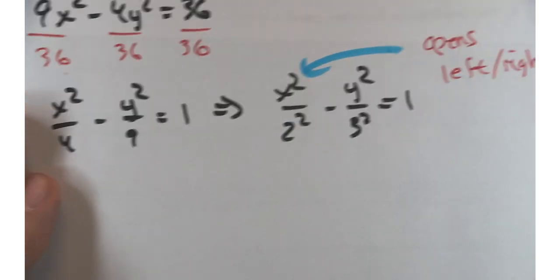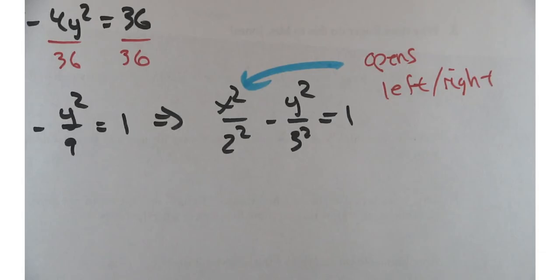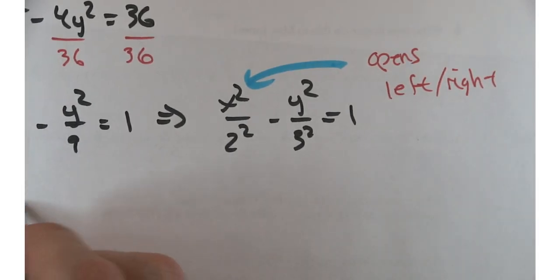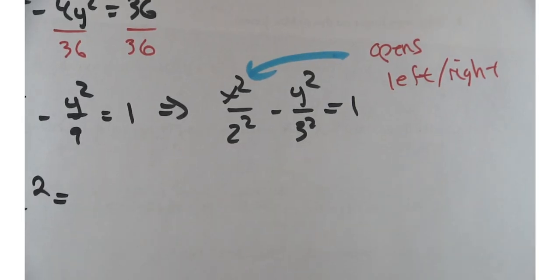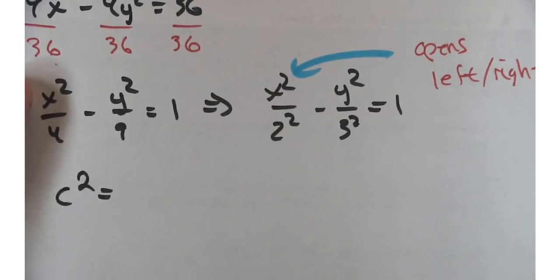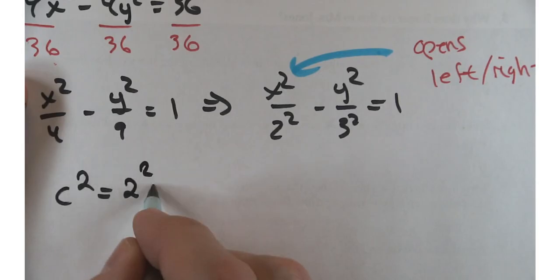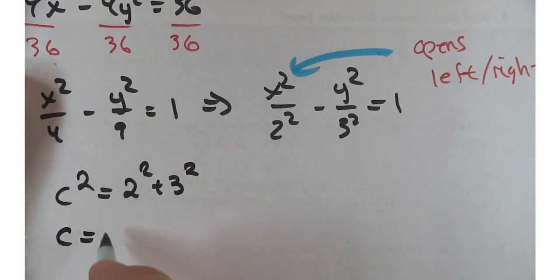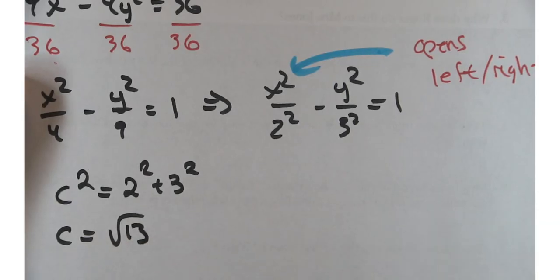And let's see, what else do we know about this? Well, we can figure out what C is. Robert, what would I have to do to calculate C? C squared equals 2 squared plus 3 squared. Good. So C is going to be the square root of 13. Nice. All right. Everything's lining up pretty nice.